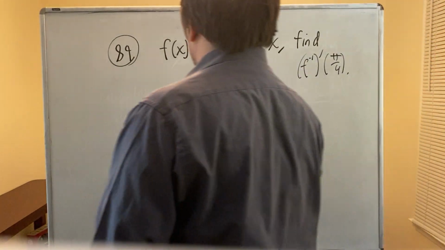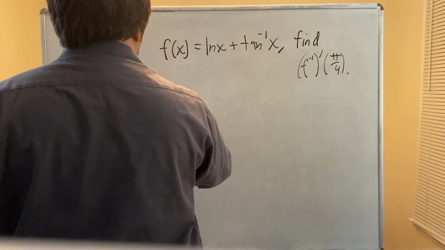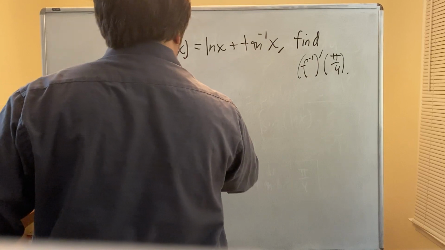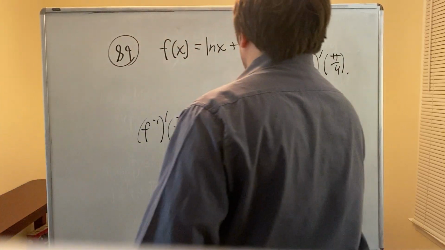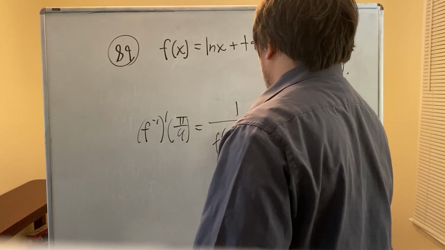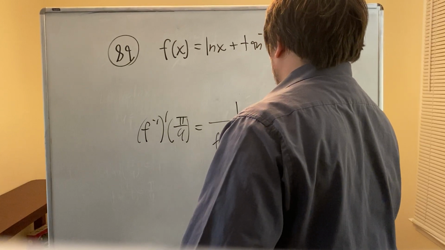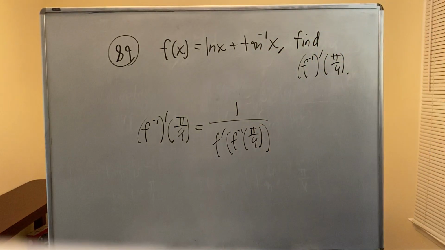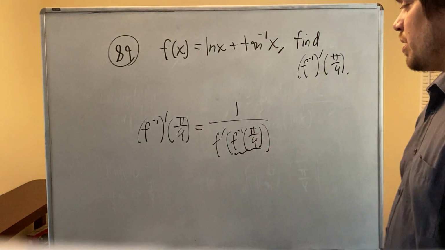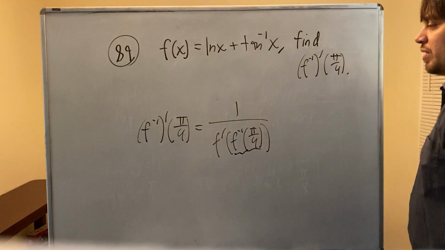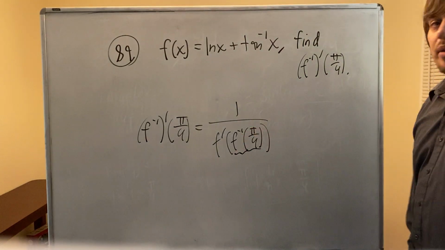For this we use the inverse function theorem. f inverse prime of pi over 4 is equal to 1 over f prime of f inverse of pi over 4, by the inverse function theorem. So we need to find what f inverse of pi over 4 is and plug that in. Then find the derivative of f and plug that number into f prime.